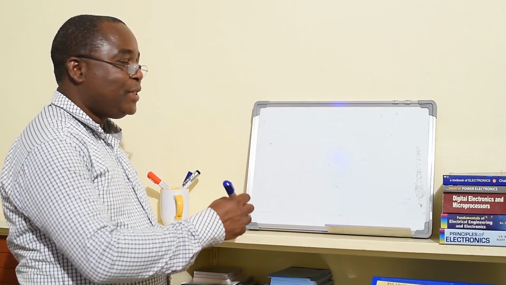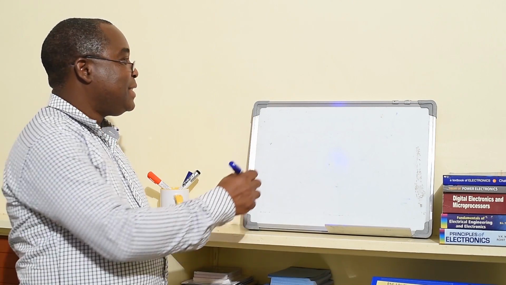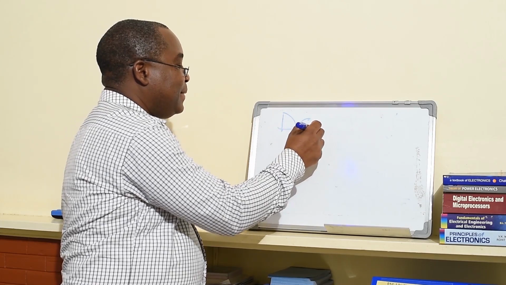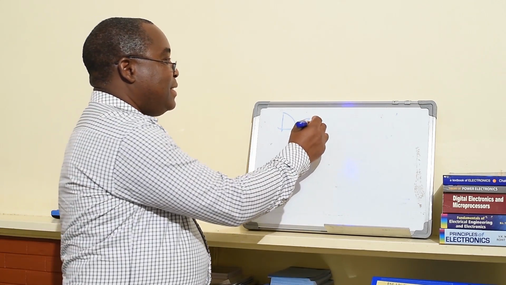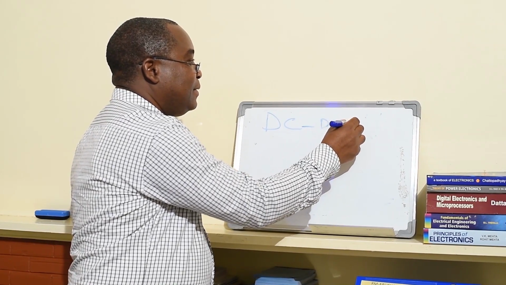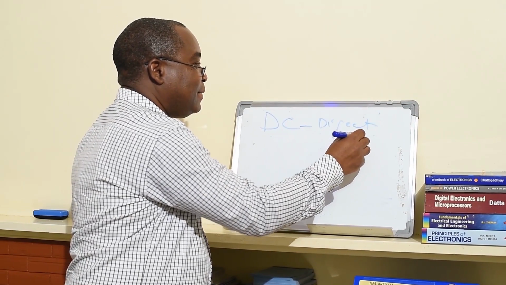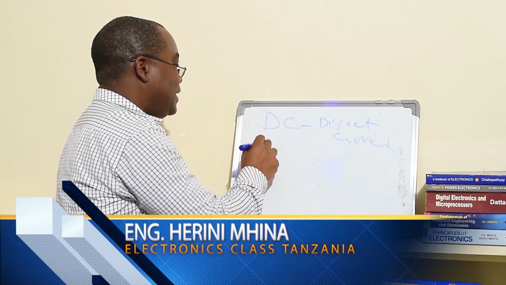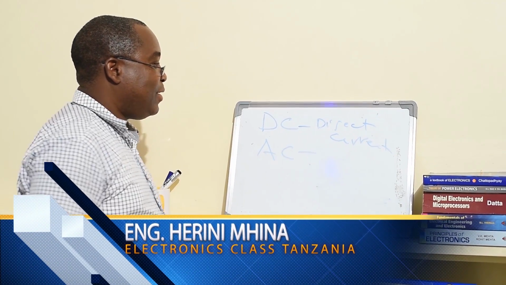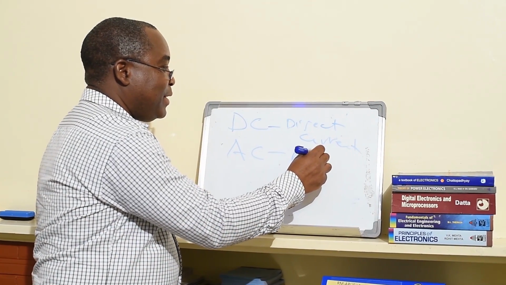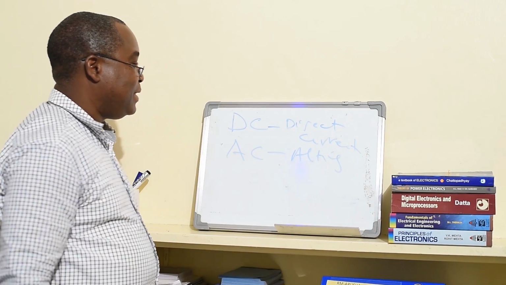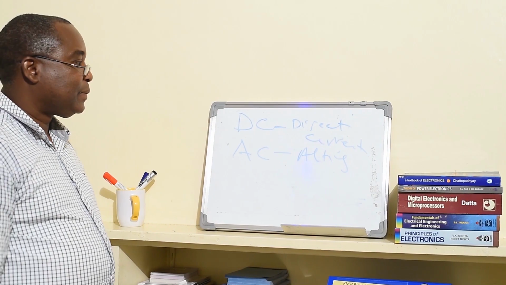Okay, let's now talk about DC current. What is DC current? DC current is direct current. And what is AC? AC is alternating current. Alternating means it is moving back and forth. This is the alternating current.